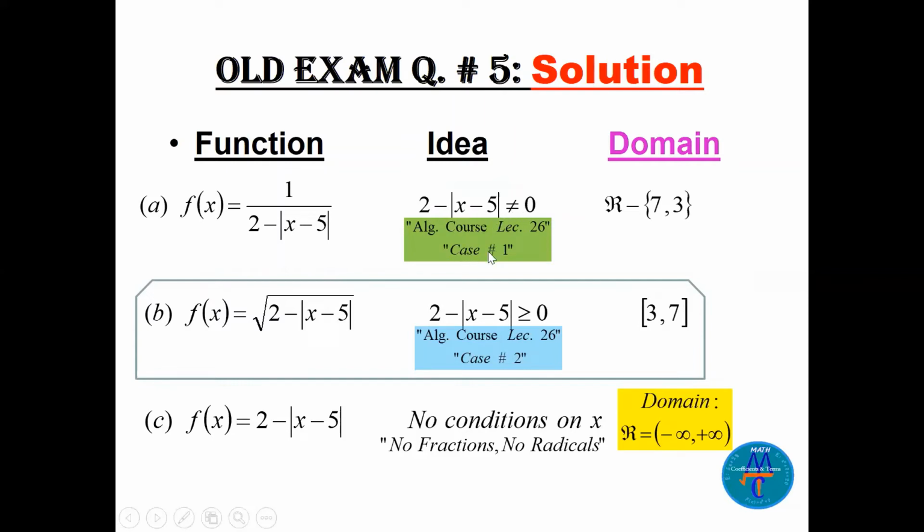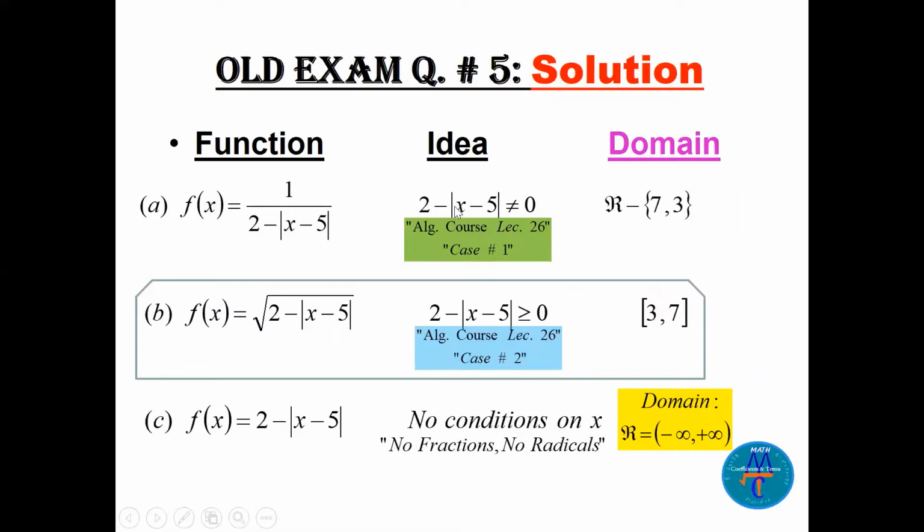So this is case number 1 in algebra course lecture 26. Solve this absolute value equation. x will be 7 or 3. So the domain will be all real numbers except 7 and 3. You have to see case 1. See, in lecture 26, there are 3 cases. Case 1, we have seen, also case 2, also case 3. You can see it in other questions.